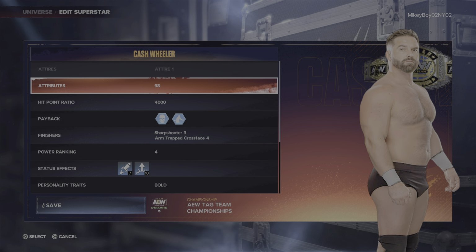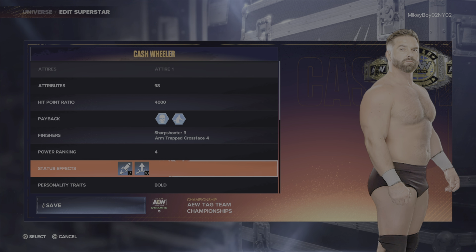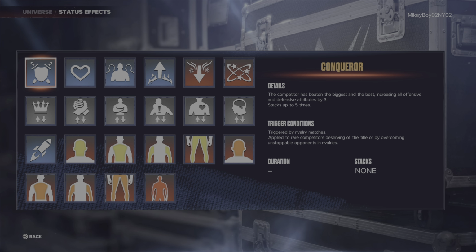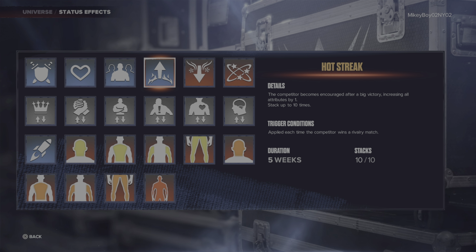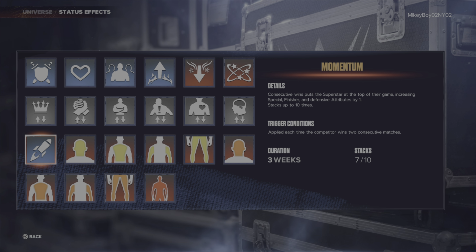Cash Wheeler right now is on an absolute tear. Look at this. Cash Wheeler has a hot streak of 10 out of 10 stacks, so all his attributes are increased plus 10 for the next 5 weeks. On top of that, he has momentum. Consecutive wins put the superstar at the top of their game, increasing special finisher and defense attributes by 1. That stacks up to 10, and he has 7 out of 10 stacks for the next 3 weeks.